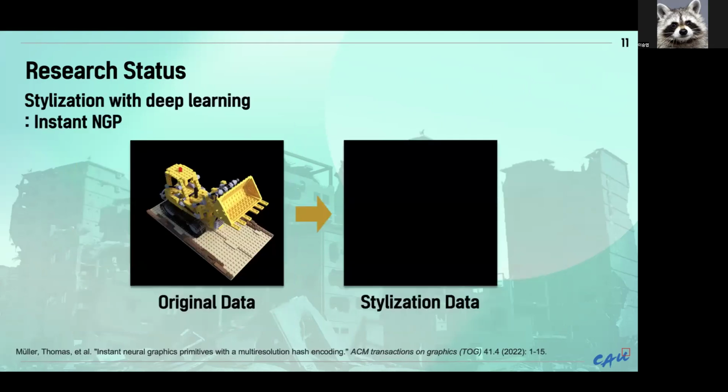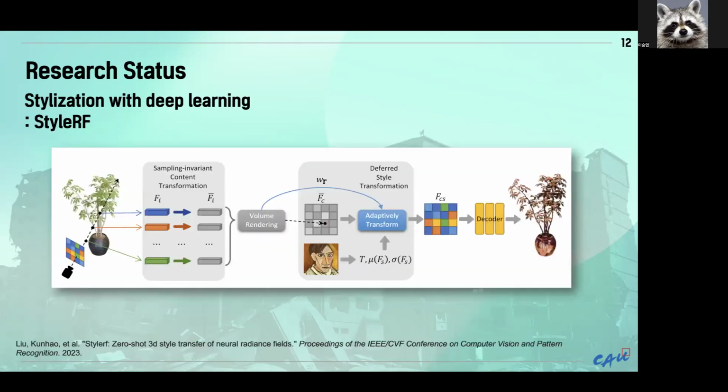Then, first of all, the research team tried to stylize the 3D model of city data using Instant NGP. However, an Instant NGP-based stylization code error occurred, and the learning process was not performed properly because a NaN (not a number) error was generated during the learning process. Therefore, no result was generated and it only showed a black screen. So we looked for another way to do it, and it's called StyleRF.